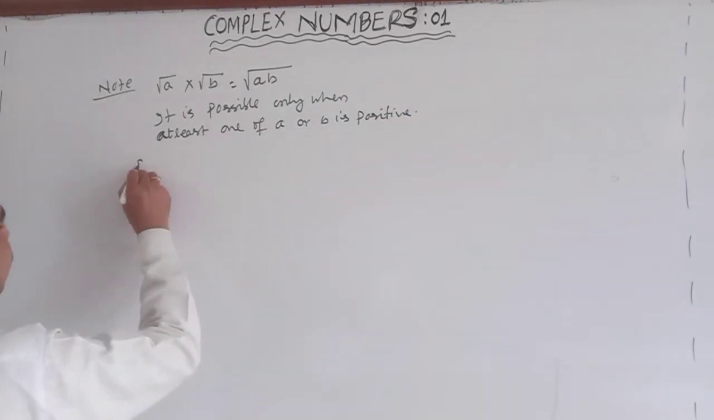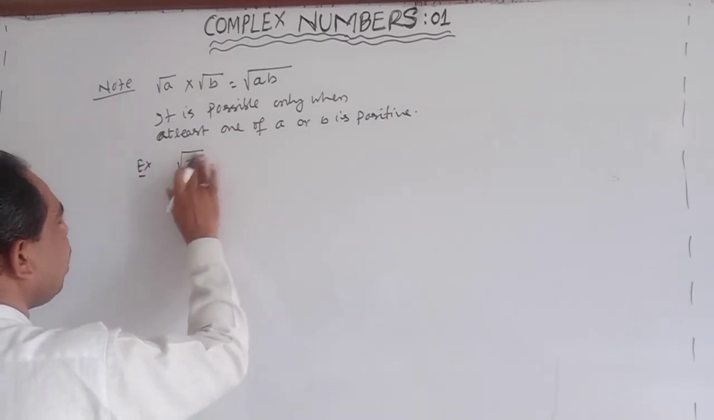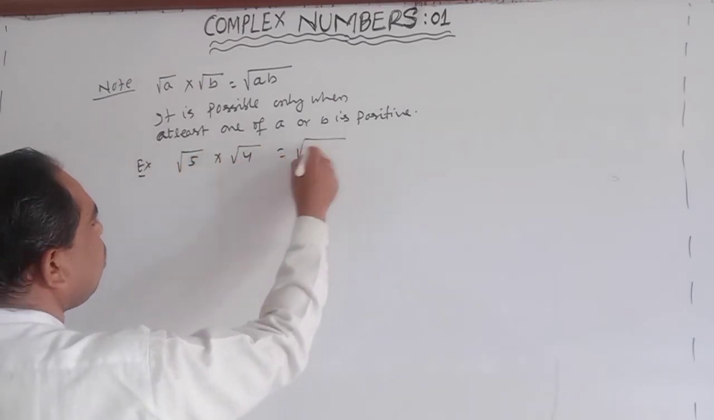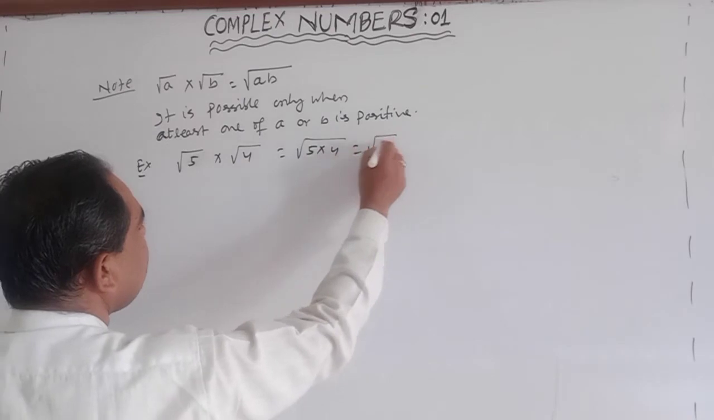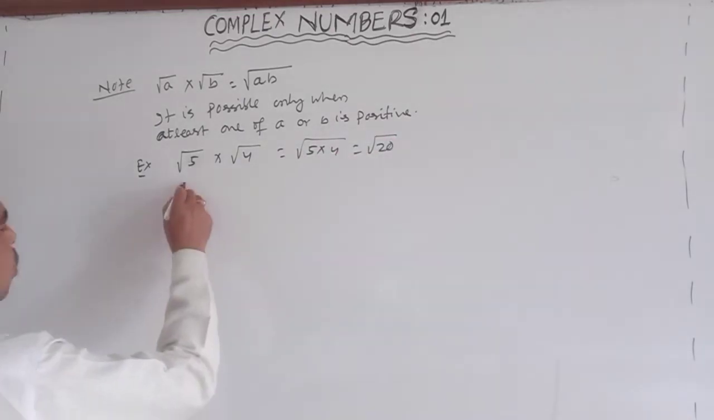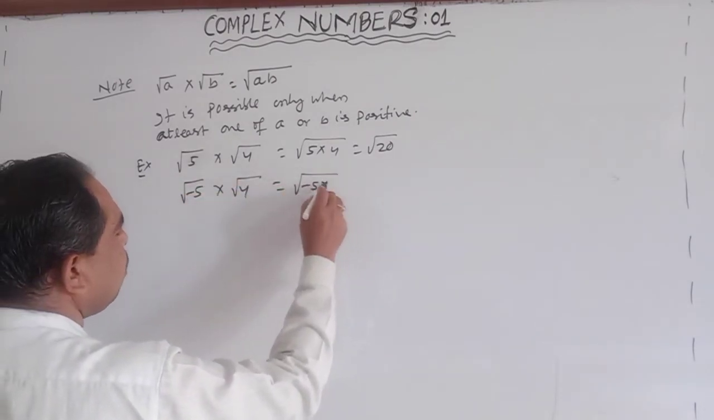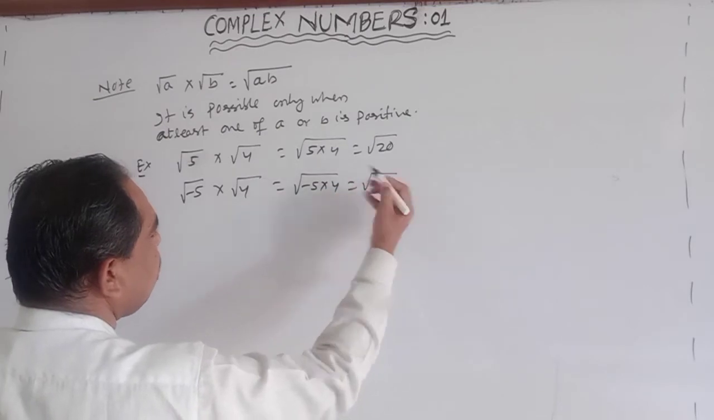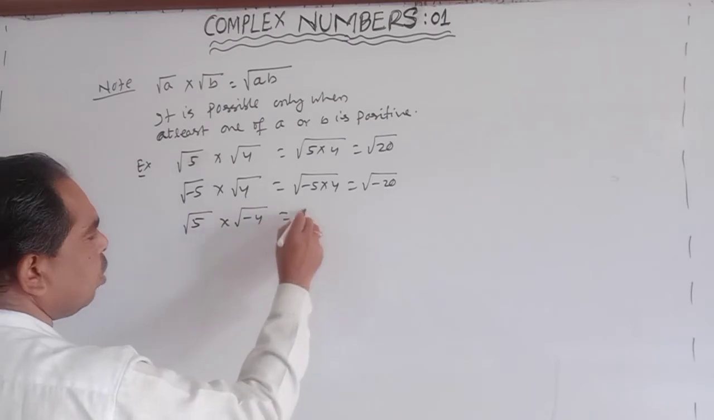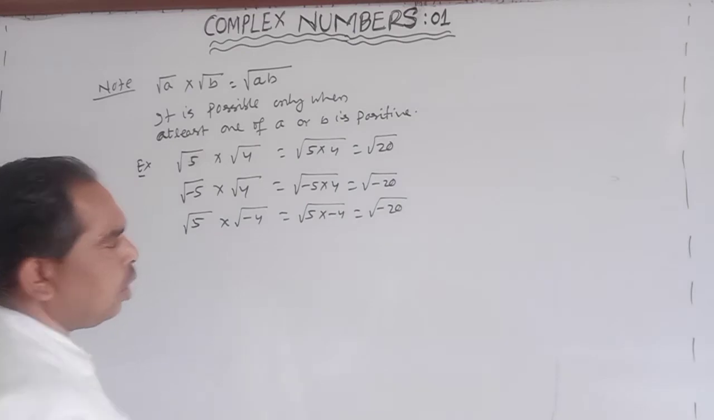Example: square root of minus 5, square root of 5 into square root of 4 is equal to square root of 5 into 4, is equal to square root of 20. Square root of minus 5 into square root of 4 is equal to square root of minus 5 into 4, is equal to square root of minus 20. Square root of 5 into square root of minus 4 is equal to square root of 5 into minus 4, is equal to square root of minus 20. All are true.